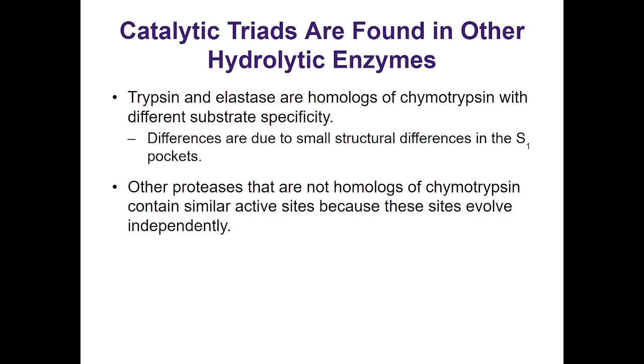Other proteases are not going to be homologs of chymotrypsin. They'll contain similar active sites because these sites will have evolved independently. There are several different hydrolases that do hydrolysis reactions that are going to be independently evolved. They have some similarity, but they're not homologs. They're not the same active sites with the same side chains in them. Okay? But this set is the exact same.